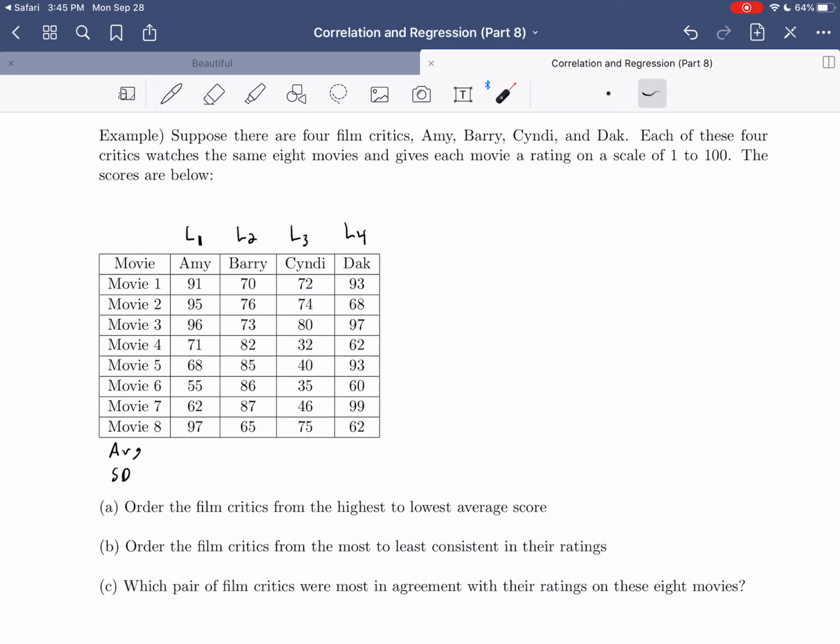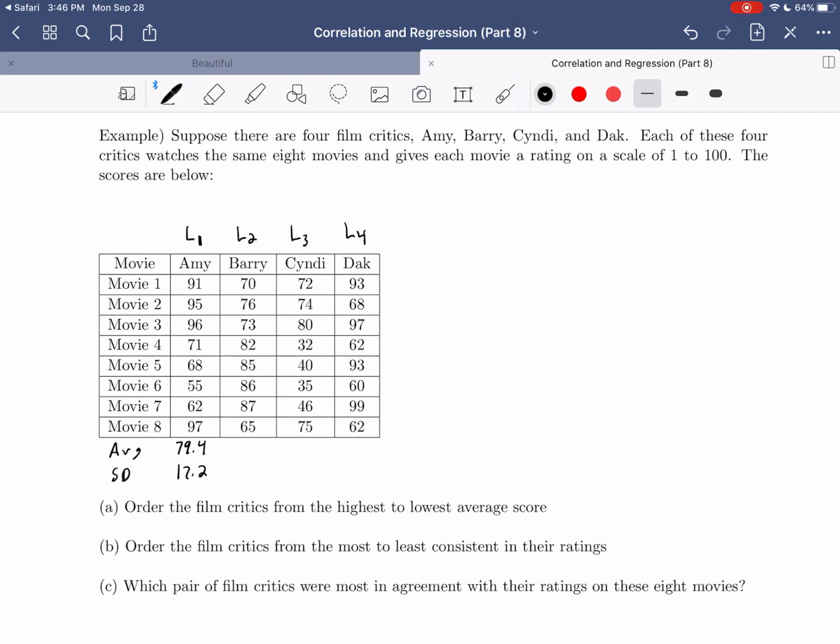Okay. Now, to get this average, we'll go ahead and use our one var stat, what we did much earlier in our course. So we'll hit stat, calc, and one var stats. We'll put L1 and get Amy's information first. We'll go ahead and record both things. So it looks like her average rating was a 79.4 with a standard deviation of 17.2.